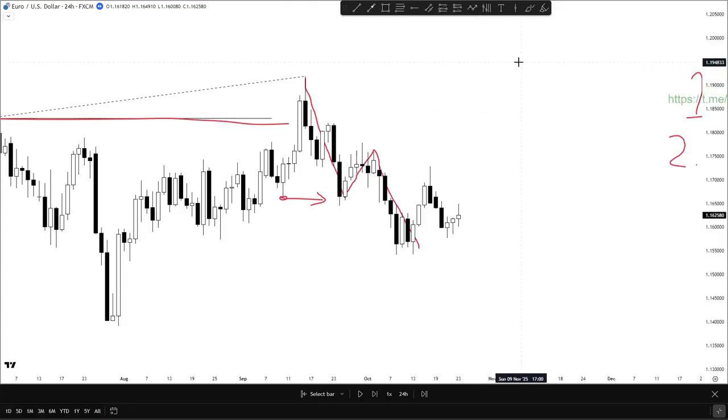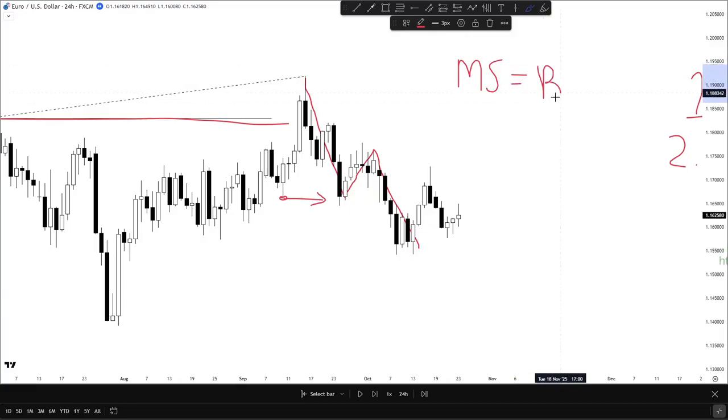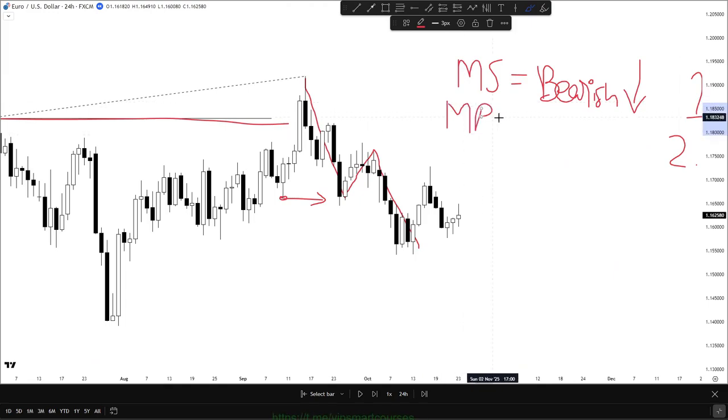So now based on market structure, the directional idea is bearish. We're expecting price to have bearish price action. The second step now is to refine this directional idea based on market profiles.